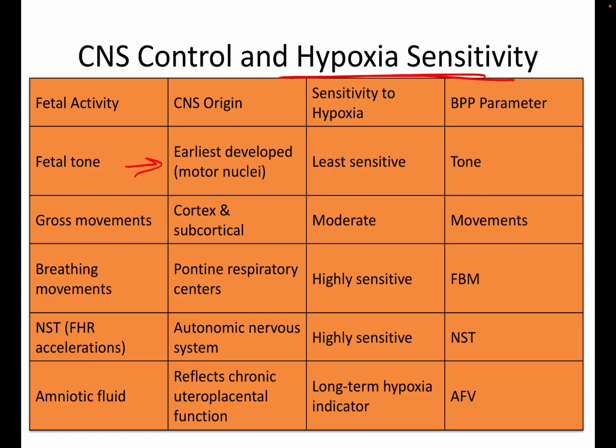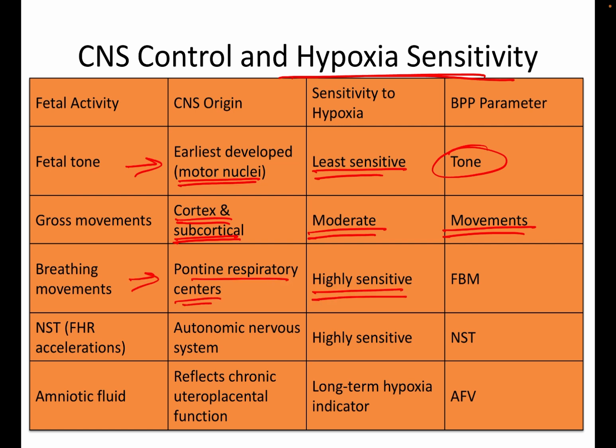Fetal tone: it is earliest developed in the motor nuclei and least sensitive to hypoxia, and it is represented through tone. Gross movements: cortex and subcortical region, moderately sensitive to hypoxia, and it is identified through movements. Breathing movements: pontine respiratory centers, which is highly sensitive. NST: autonomic nervous system, which is also highly sensitive to hypoxia. Amniotic fluid: it is a long-term hypoxic indicator and reflects chronic uteroplacental function.